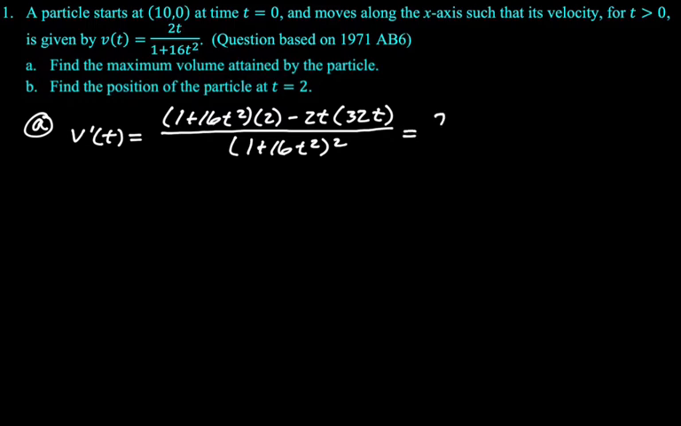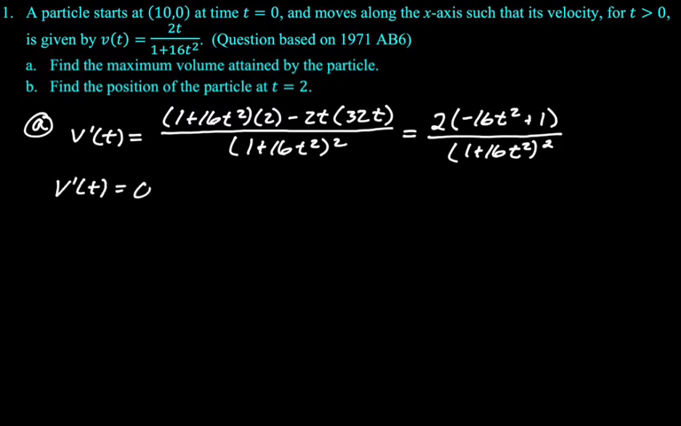I'm going to simplify it a little bit. You take out a 2, you get negative 16t squared plus 1, and then you have your denominator of 1 plus 16t squared. The denominator just cross multiplies to 0, so that's out. So v prime of t equals 0 means that the numerator is equal to 0, so t squared is 1 over 16, so t is either plus or minus 1/4, but t is greater than 0, so t would have to be positive 1/4.